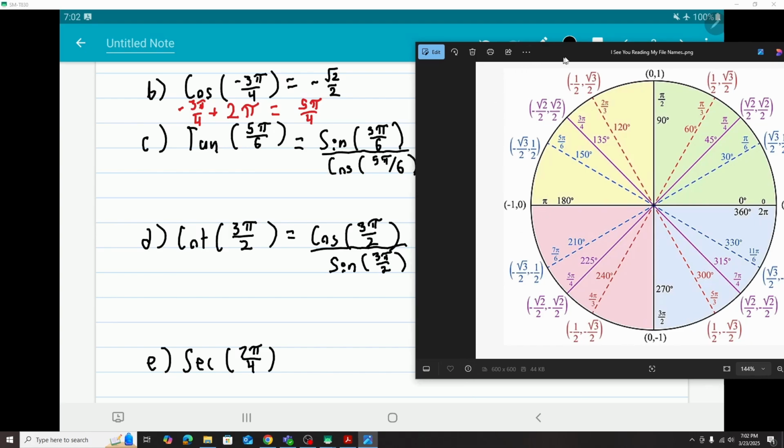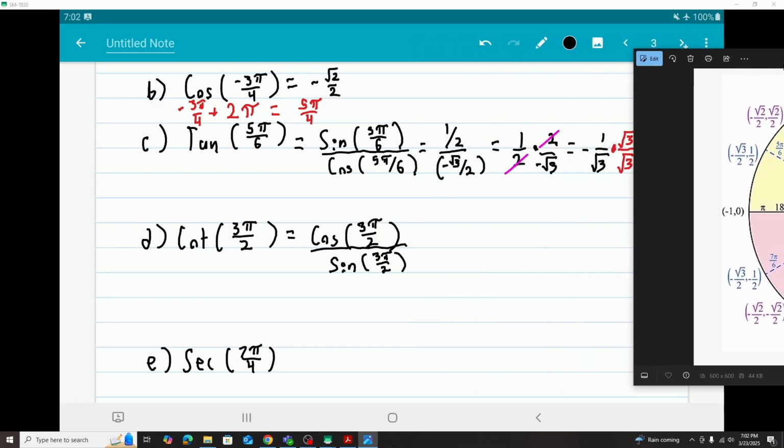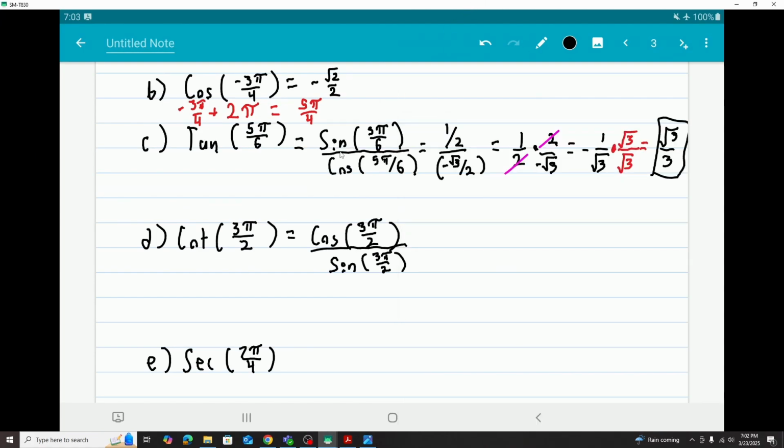Oh, no, you can see it the whole time. And then cosine of 3 pi over 2 is 0. Oops, that wasn't meant to be so big. So here we get 0 on top. On the bottom, we get minus 1. Well, if I divide 0 by anything, we just get 0.